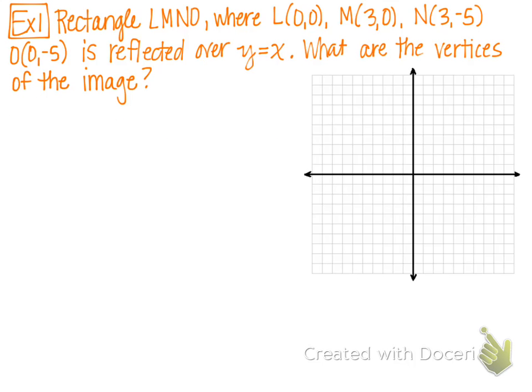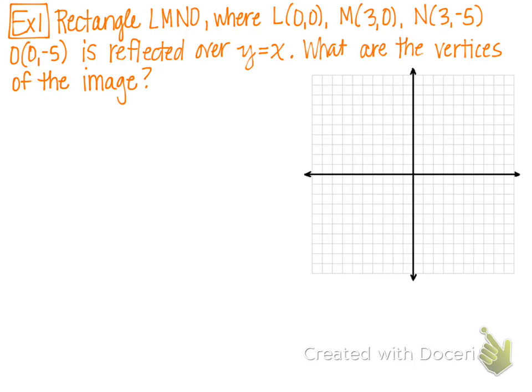Alright, so let's do example 1. It says rectangle LMNO, where L is at 0, 0, M is at 3, 0, N is at 3, negative 5, and O is at 0, negative 5, is reflected over y is equal to x. What are the vertices of the image? So the image is the final product. What happens to it after it's reflected? So we're going to take a look at the points, manipulate our points, and we're also going to graph it so we can kind of see what's going on.